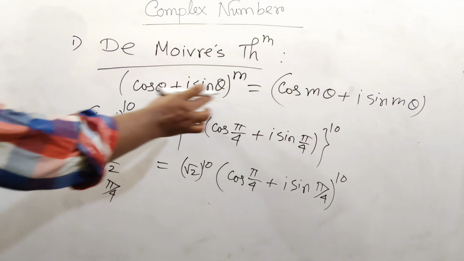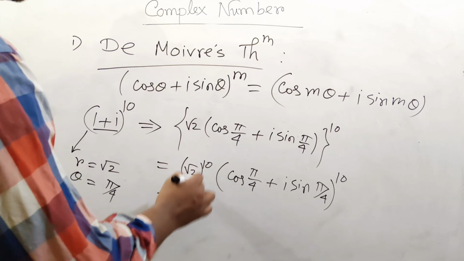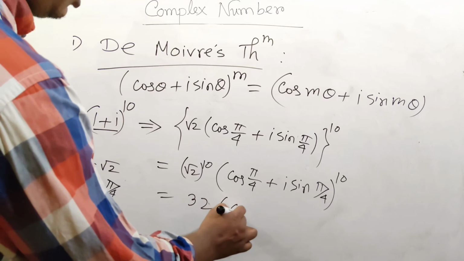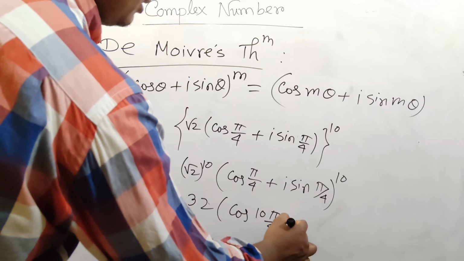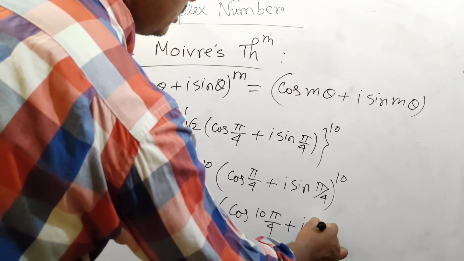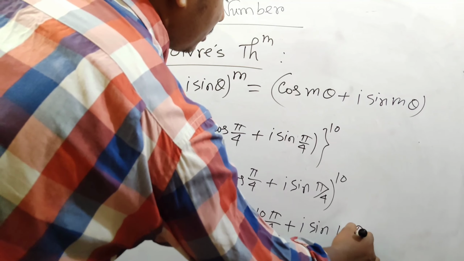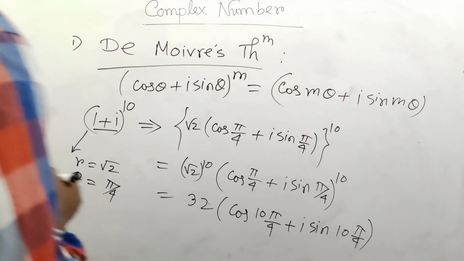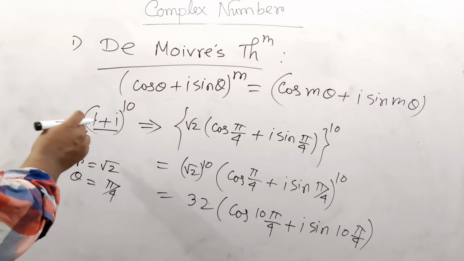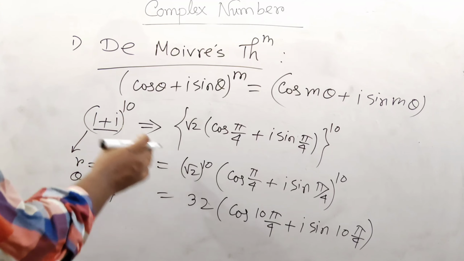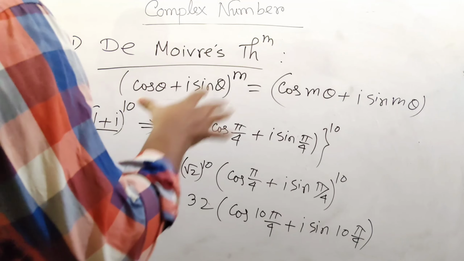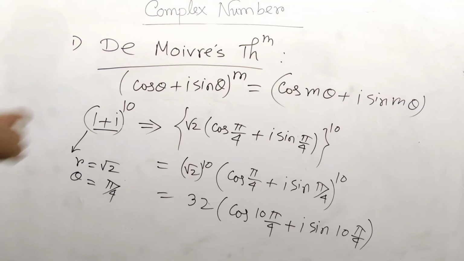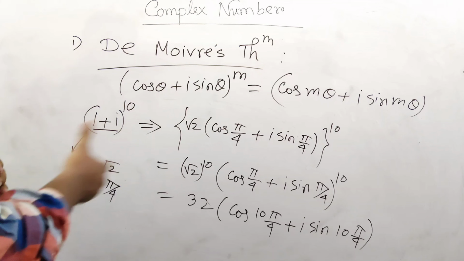Now you can use this formula. So that should be 32, cos 10 multiplied by pi by 4 plus i sin 10 multiplied by pi by 4. In that way you can solve a complicated problem quite easily by using de Moivre's theorem. I think this is so important, you must know about this. Actually, when you go to undergraduate level, I think you'll need this formula.